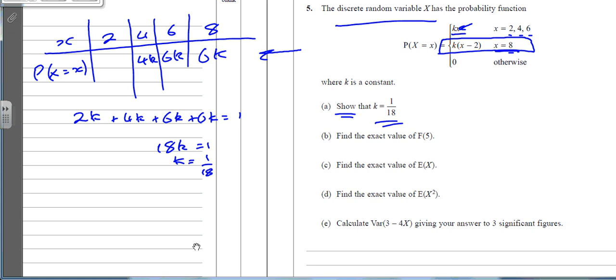Instead of 2k, that's going to be 2/18. You can simplify that down to 1/9 if you wish. That's going to be 4/18, 6/18, and 6/18.